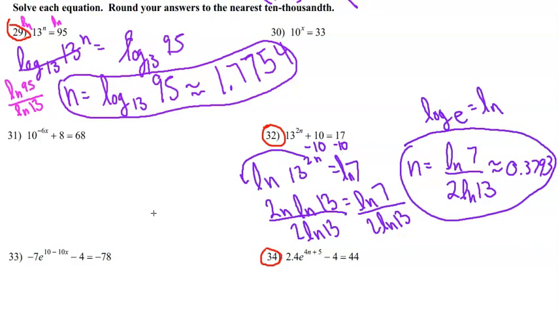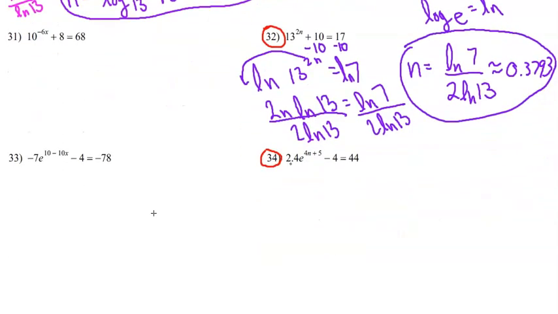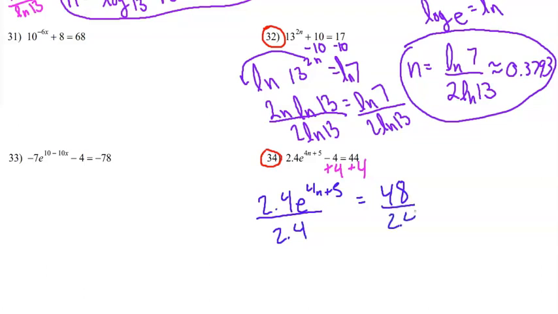Let's do one more in this section, number 34. We have 2.4 e to the 4n plus 5 power minus 4 equals 44. The first thing you want to do is isolate the exponential part. So we're going to add 4 to each side. So we have 2.4 e to the 4n plus 5 power equals 48. Divide each side by 2.4. And then you have e to the 4n plus 5 equals 20.